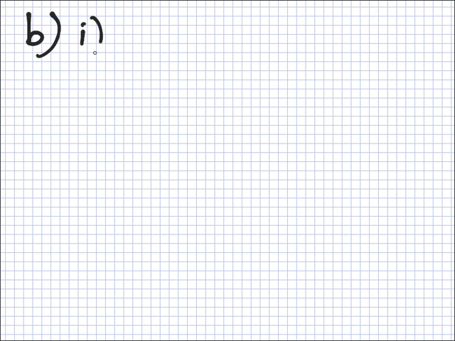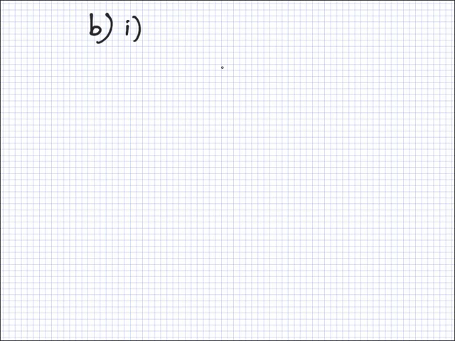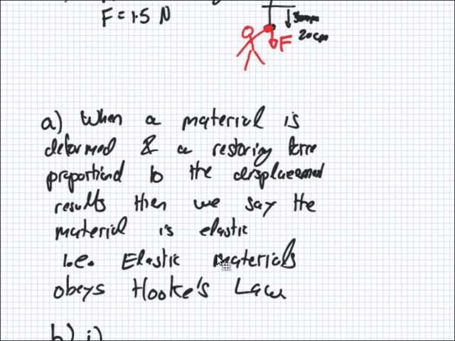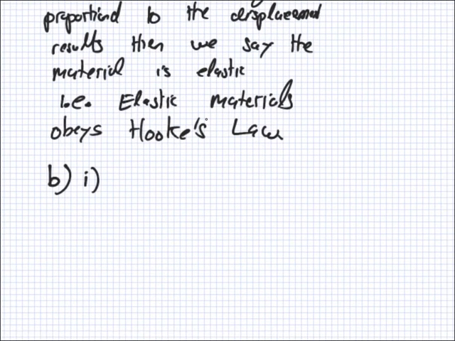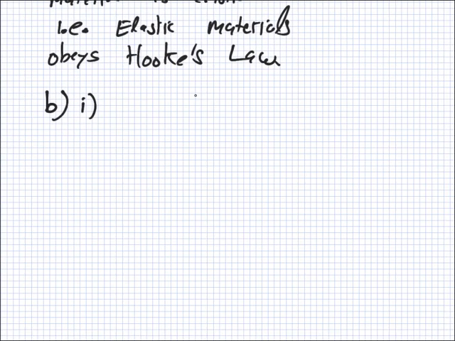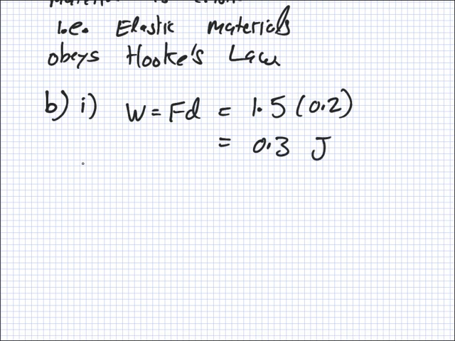B1. How much work is done in stretching the elastic band? Ah, we're back to our picture. Give an appropriate unit with your answer. So they want the work done. Work is force times distance. What was the force? 1.5. And the distance was 0.2. So what's that, 0.3? 0.3 joules. How many marks was that, Matt? 3 marks.